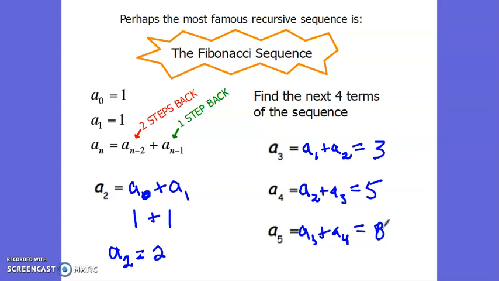Again, it's a very famous sequence. If you want to know more about the Fibonacci sequence, you can talk to your teacher or just look it up. There's a lot of fun things to do with sequences.